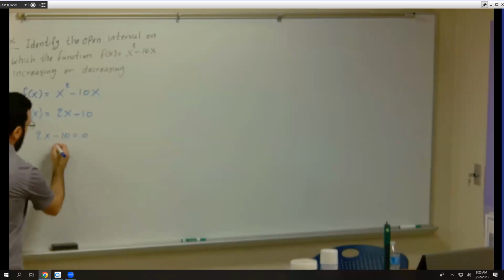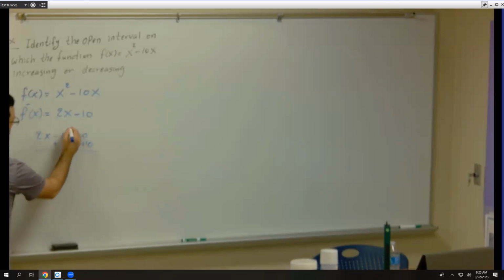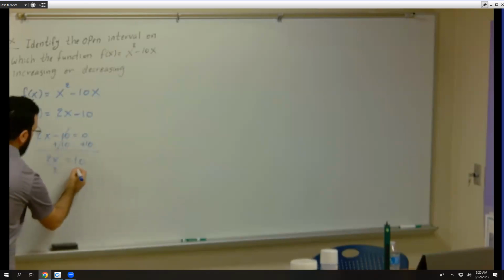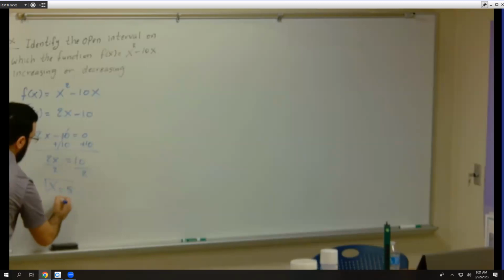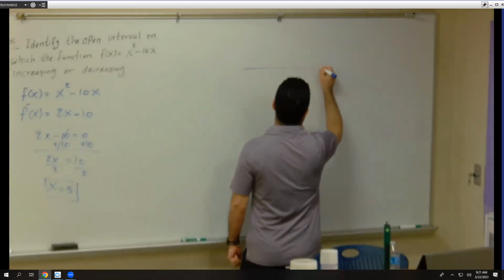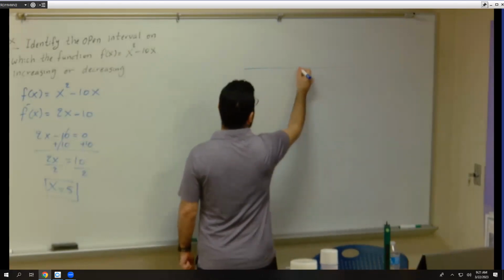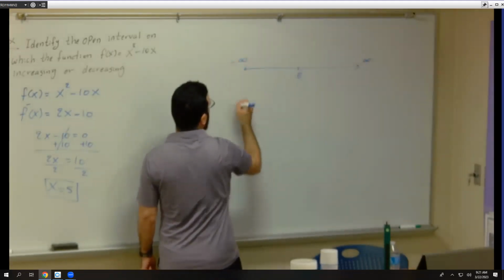Let's solve this one. We're going to add 10. That means 2x is going to be equal to 10. Divide by 2, so x is going to be equal to 5. So here is our critical number. Based on this critical number, here is our number line. The critical number is 5, and there is always infinity on both ends.